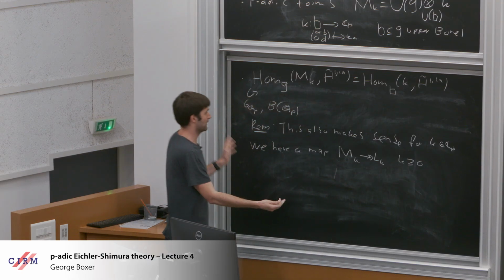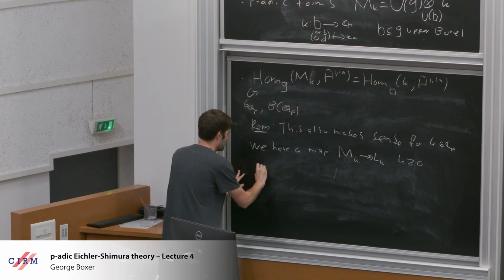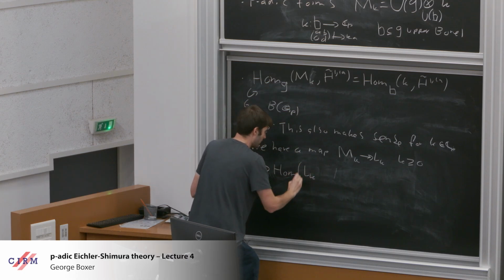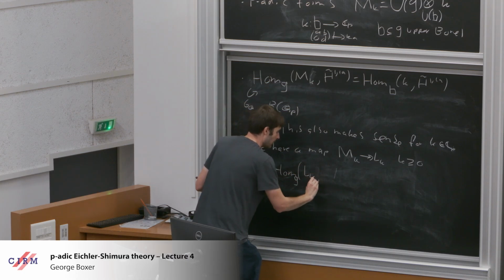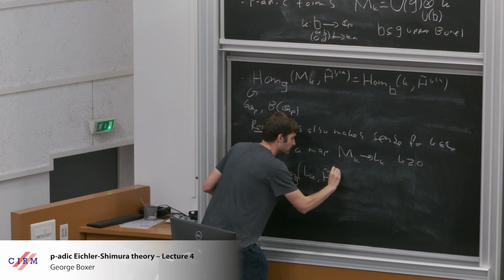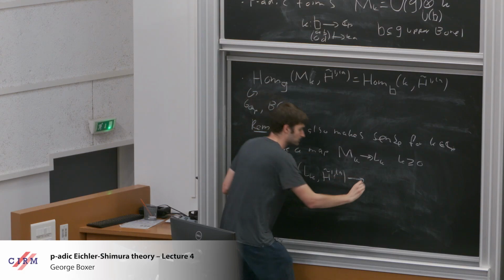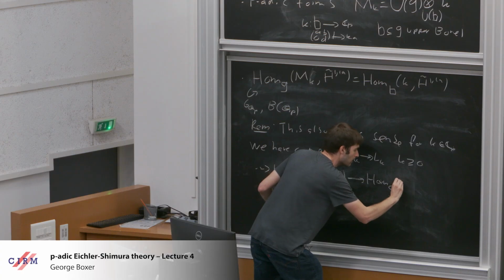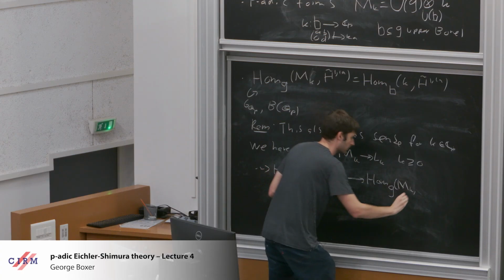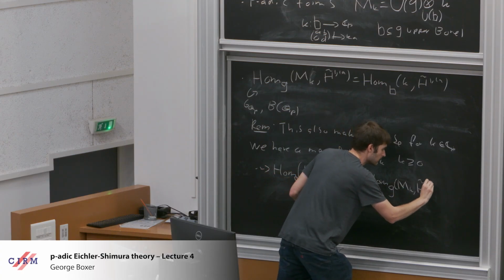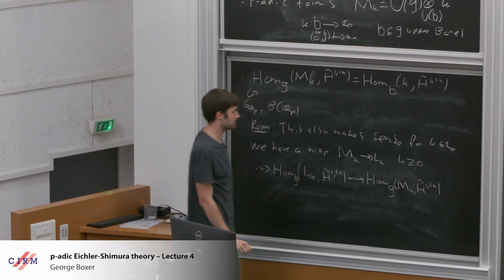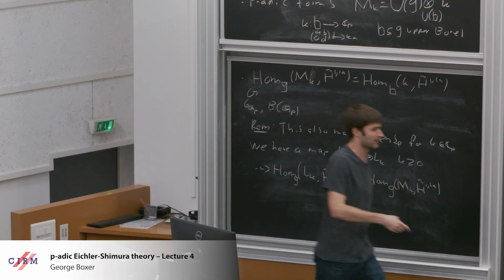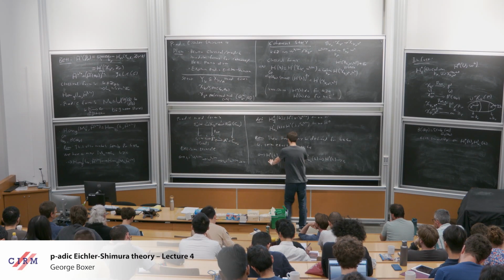It's surjective. And so dually, we get a map which goes from the Homs from Lk to Homs from Mk. Okay? And in fact, here you really had more than just this map.